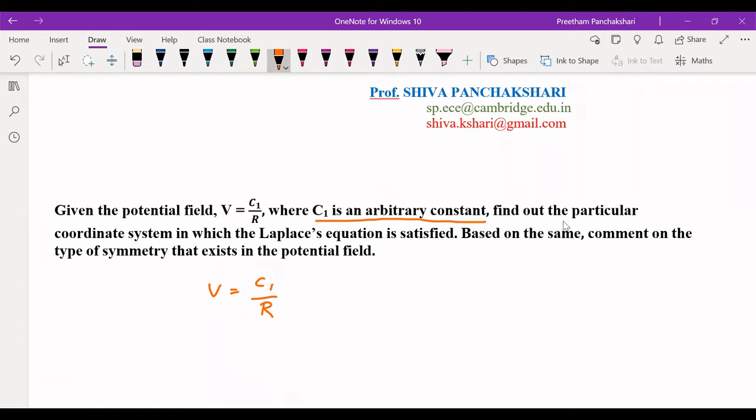Now we have to find out the particular coordinate system in which this Laplace equation is satisfied. That means we have to find out in which coordinate system this potential field satisfies Laplace equation. You know that Laplace equation is given by del square V equal to 0. Considering V equal to C1 by R as a potential field, we have to verify in which coordinate system the Laplace equation is satisfied. Then the question comes what R is. R can be any of the three variables of a particular coordinate system.